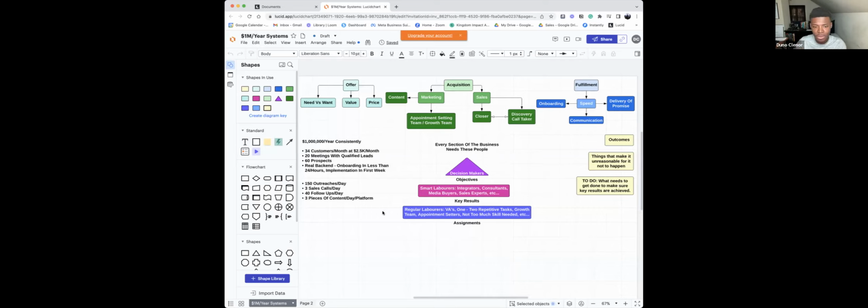And so it's separated by regular laborers. These are the people that are VAs. They can do 1 to 2 repetitive tasks. They're basically a growth team, right? And the growth team involves appointment setters, and really there's not too much skill needed in these roles, right? And you just give them one-off assignments.